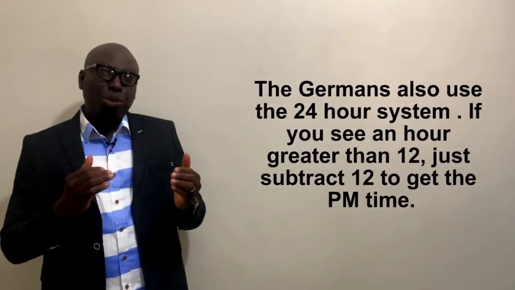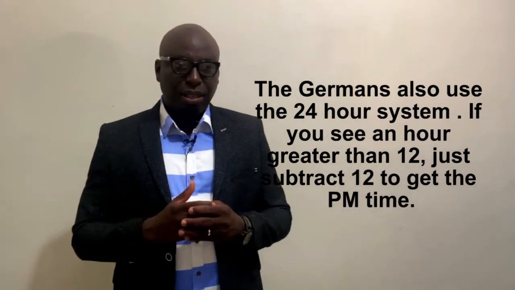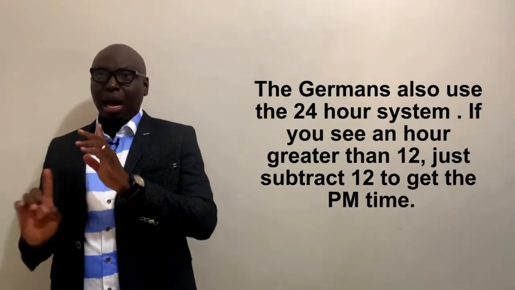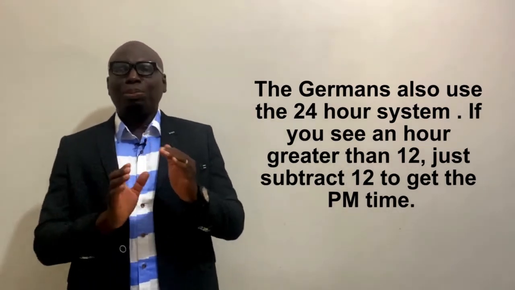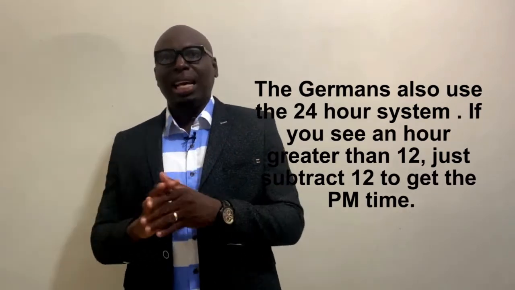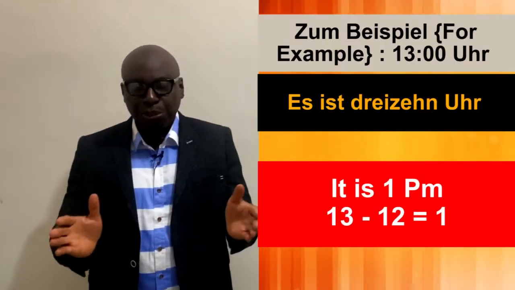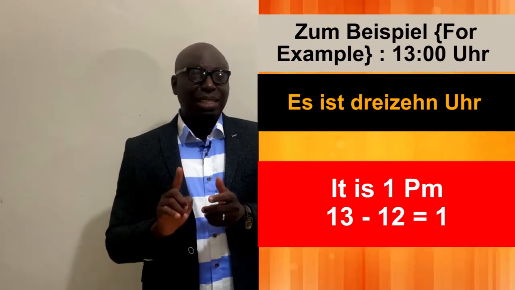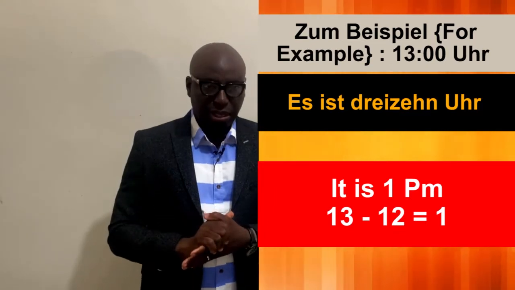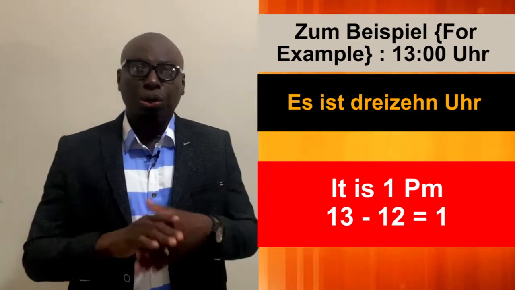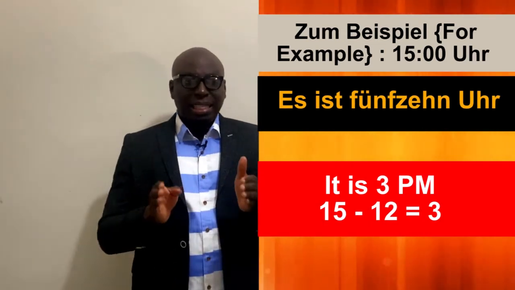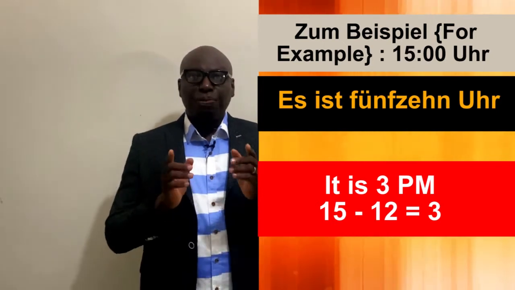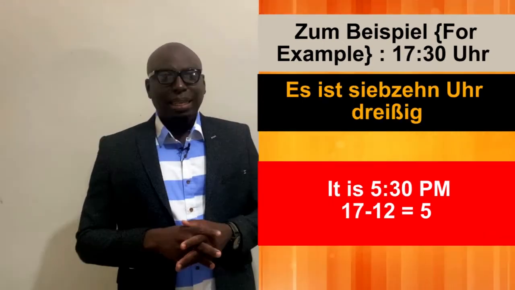The Germans also use the 24-hour system. If you see an hour greater than 12, which is the regular hour system, the 12-hour system, just subtract 12 to get the PM time. Zum Beispiel, es ist 13 Uhr, which simply means it is 1 PM in the regular time. Es ist 13 Uhr. Es ist 15 Uhr.